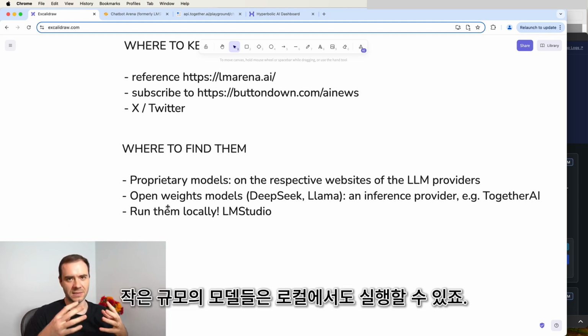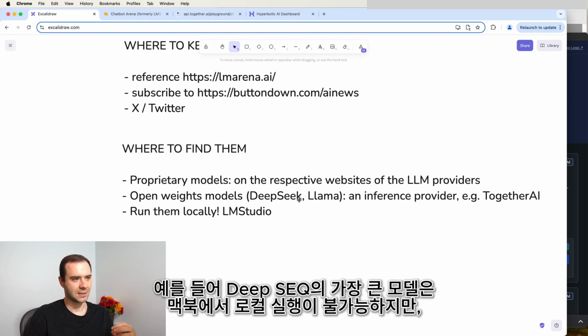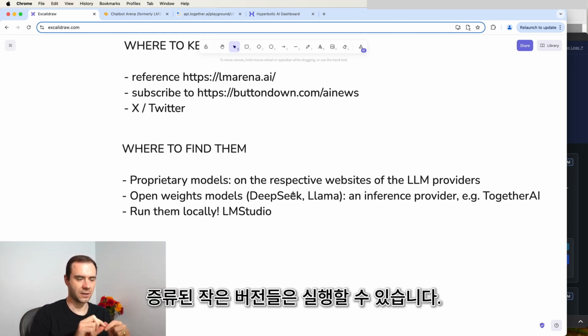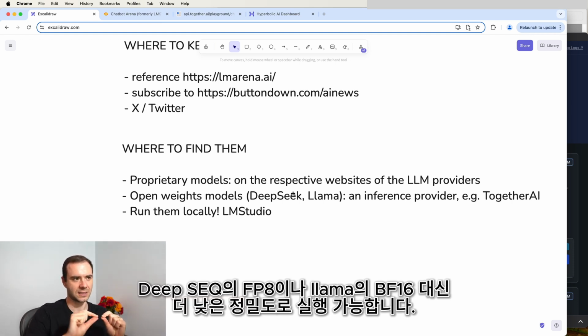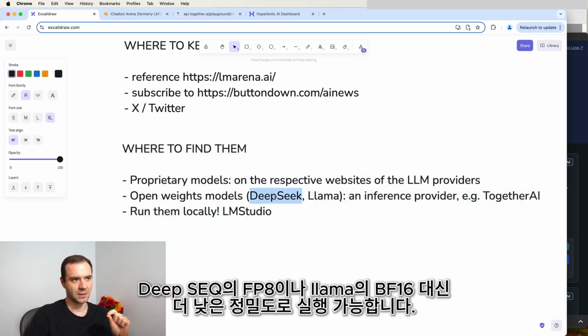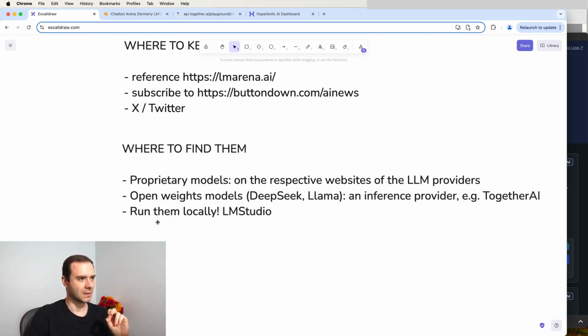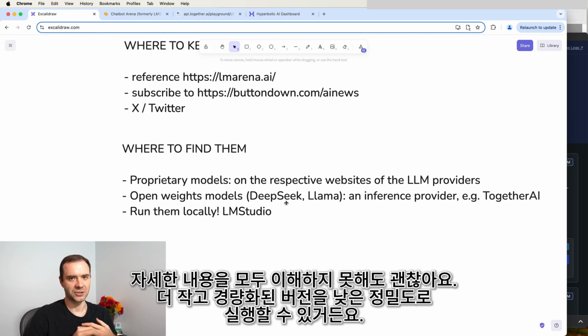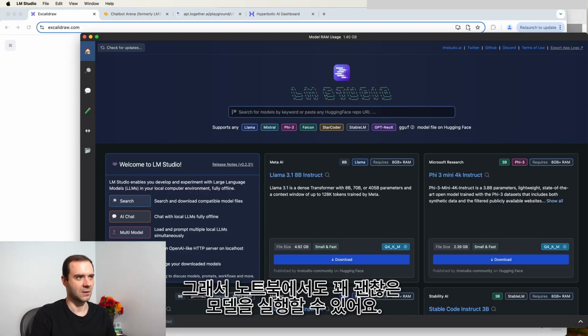Finally, you can also take some of the models that are smaller and you can run them locally. So, for example, DeepSeek, the biggest model, you're not going to be able to run locally on your MacBook. But there are smaller versions of the DeepSeek model that are what's called distilled. And then also you can run these models at smaller precision. So not at the native precision of, for example, FP8 on DeepSeek or BF16 Llama, but much, much lower than that. And don't worry if you don't fully understand those details, but you can run smaller versions that have been distilled and then at even lower precision, and then you can fit them on your computer. And so you can actually run pretty okay models on your laptop.